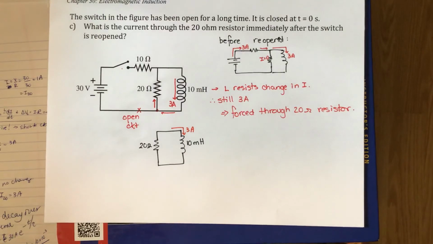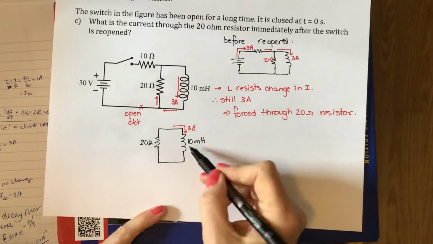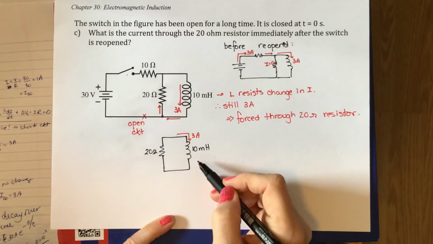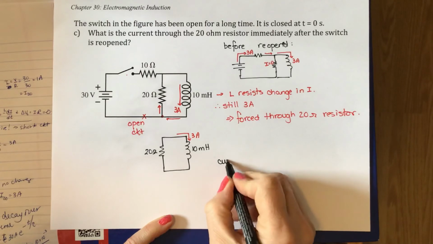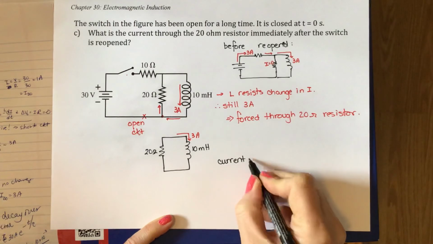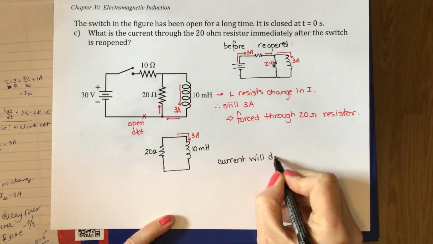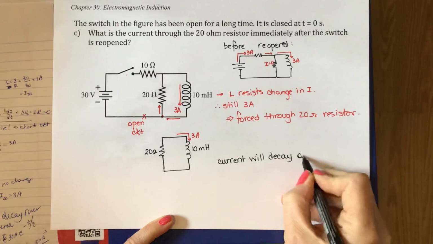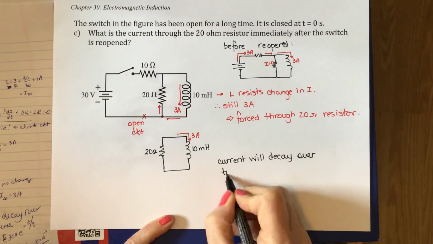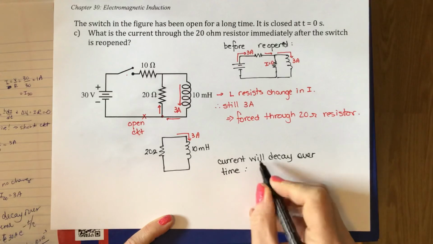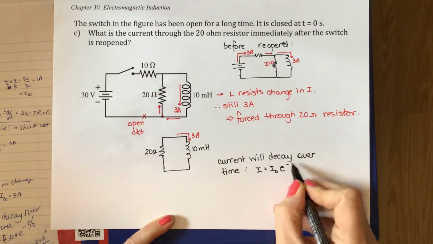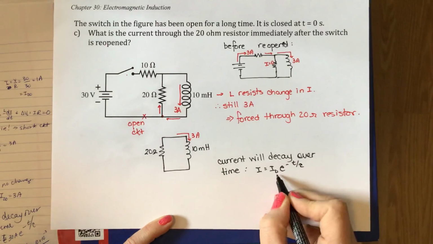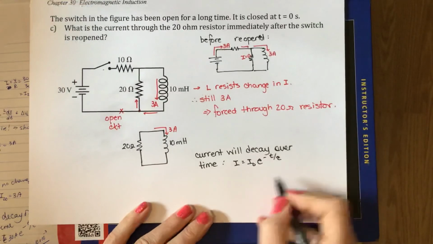And then the question doesn't ask, but we could ask about what happened over time. So what would happen over time, we've got an LR circuit, and that current will decay over time. And we've already gone through the equation for how that will decay, and it would decay as the equation I equals I0, e to the minus t over tau. I0 would be the initial current of 3 amps.